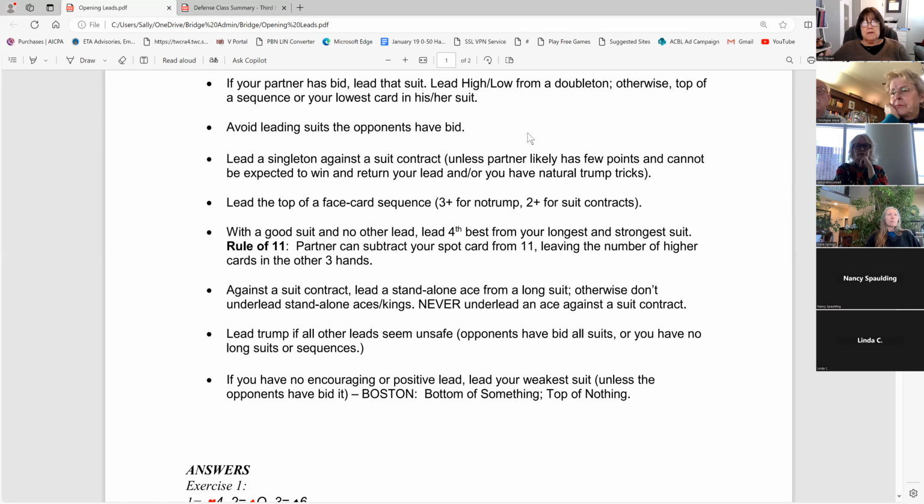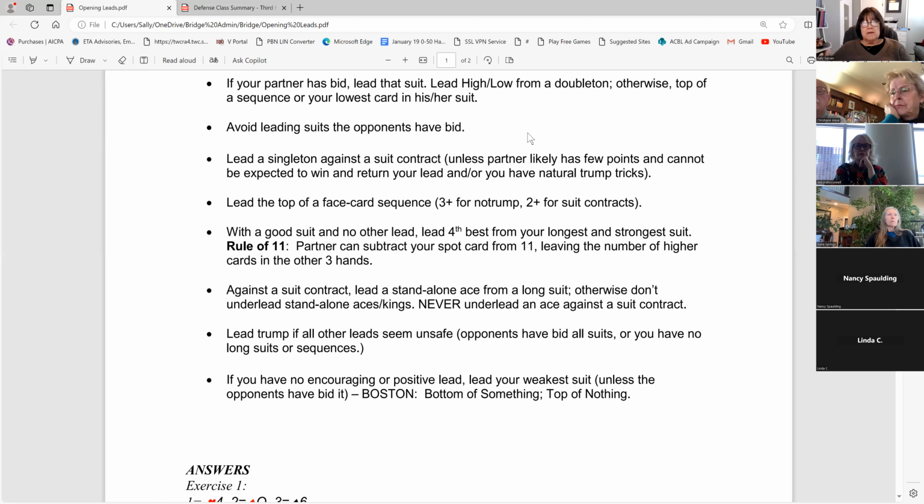My experience with leading a doubleton is it rarely works for anything. What it does is it sets up a suit for declarer. After you lead, a couple of them are played, they pull trumps, and now they've got the suit that you've set up for them. So I'm not a fan of leading from doubletons. Leading a singleton can be good.